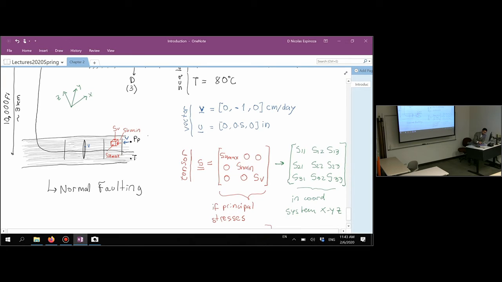And also, I hope you remember that for normal faulting, this is the condition. Okay. The horizontal stress in a place with normal faulting is going to depend on many things, right? And we're going to spend a lot of time calculating this horizontal stress. But more or less, for typical conditions, it's about 60 to 70% of the vertical stress.